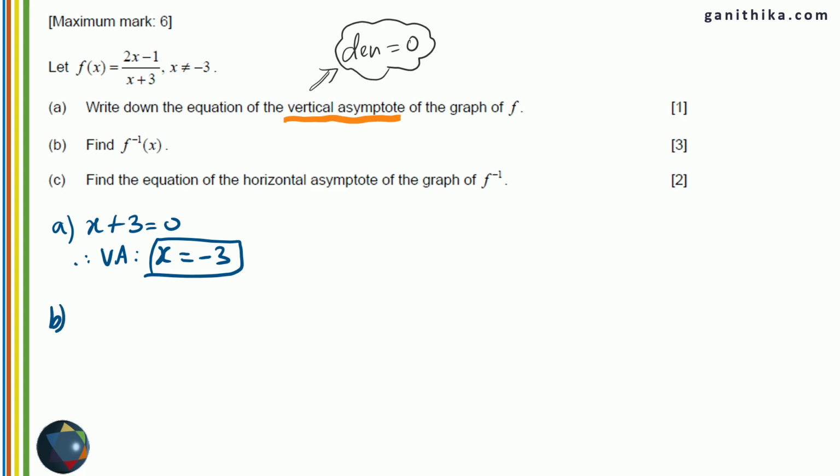Going for question B, which is the inverse function for the given function, we have to first of all write y is equal to 2x minus 1 over x plus 3, and then interchange x and y.